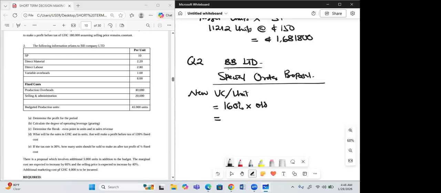Now the old variable cost is direct material plus direct labor plus variable overhead. So that would be 6: 2.2 plus 2.8 plus 1. So that's 160% of 6, that would be 9.6 per unit. We need the new variable cost, right? Yes, sir.